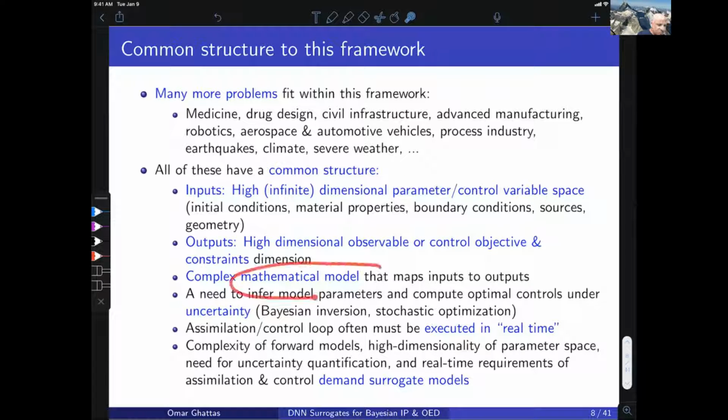We have expensive mathematical models, whether it's poroelasticity, or shear thinning, non-Newtonian flow of the ice, or coupled acoustic gravity wave propagation, and the need to infer model parameters and compute optimal controls under uncertainty. And in some cases, we need to compute this in real time. I put real time in quotes. Real time simply means, it's a balance of the computational effort needed with the timescales needed to make decisions. If those conspire such that the timescales are shorter than what you can compute, that becomes real time. So we demand surrogate models in all of these cases.